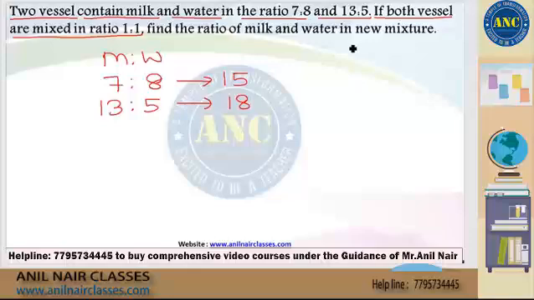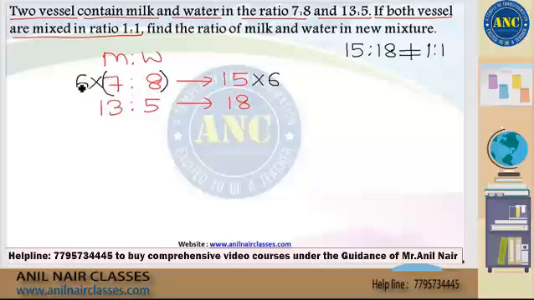But 15:18 is not equal to 1:1. But you should make it equal to 1:1. 1:1 is nothing but both should be the same numbers. 15 and 18, which number can I make both the same number? LCM of 15 and 18 is 90. So 15 into 6 is 90, these two values also multiply by 6. 18 into 5 is 90, these two values also multiply by 5.